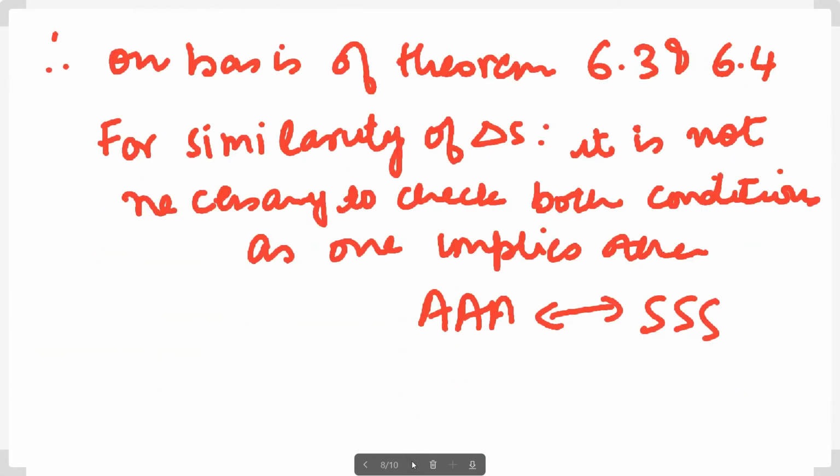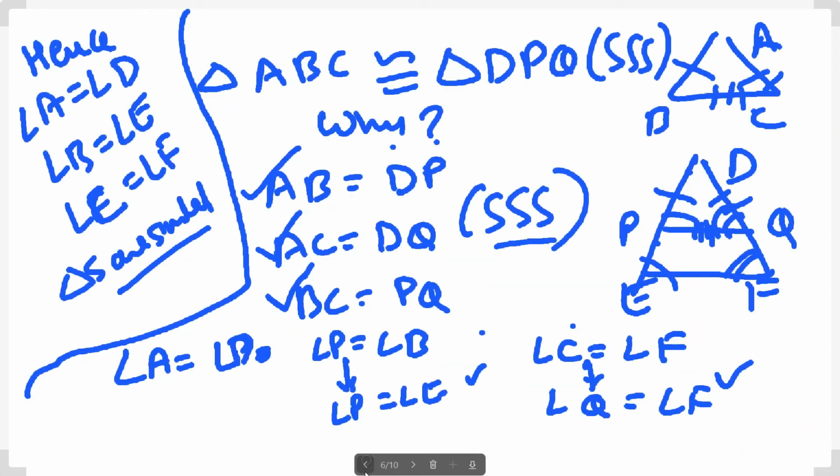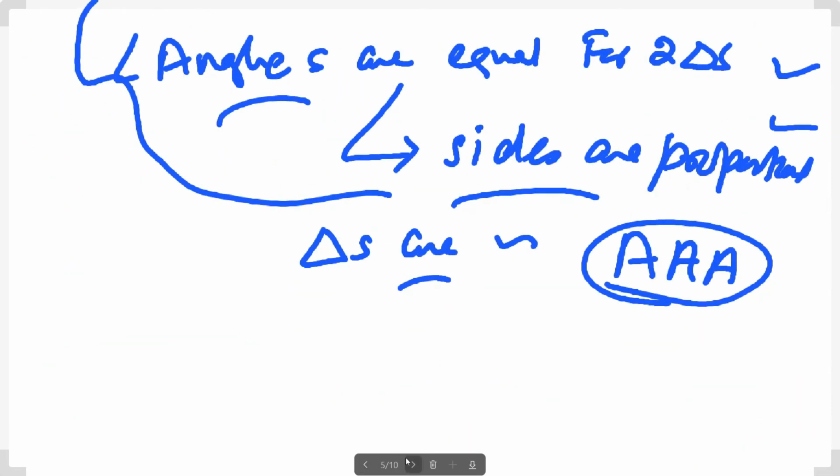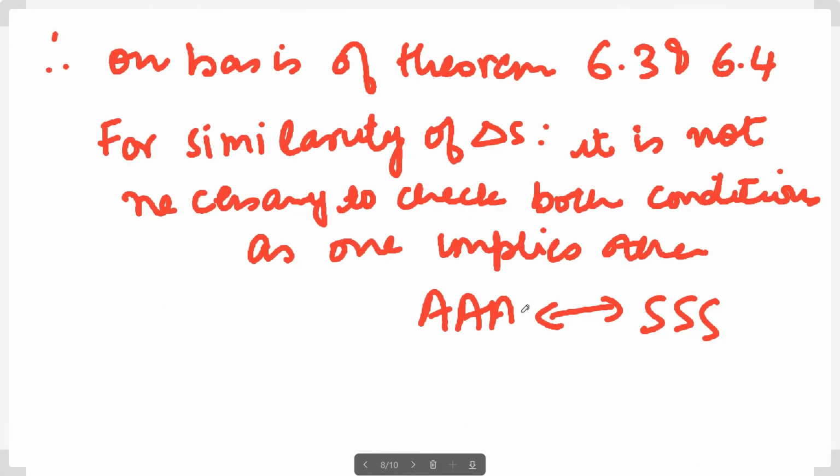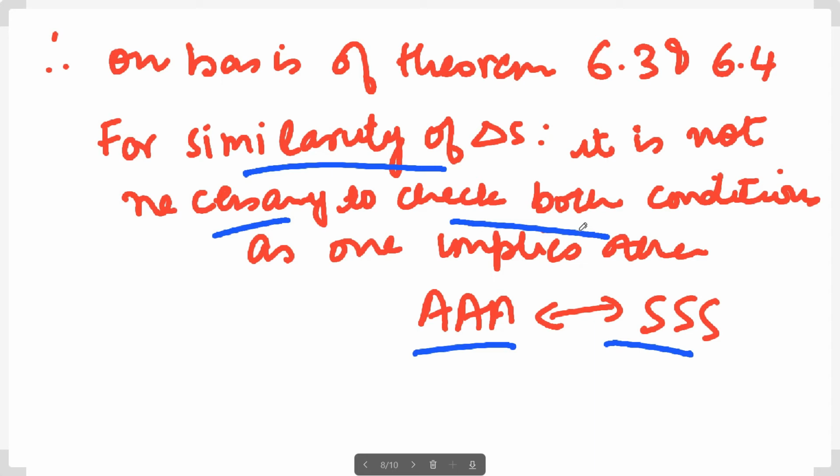Hope you understood this theorem, right? So on the basis of these theorems, as I said earlier also, if the sides are in proportion, which we just studied, that is SSS. Before that, we studied AAA. So what does it prove? That for triangles, it's not necessary to check both conditions, as one implies the other automatically.